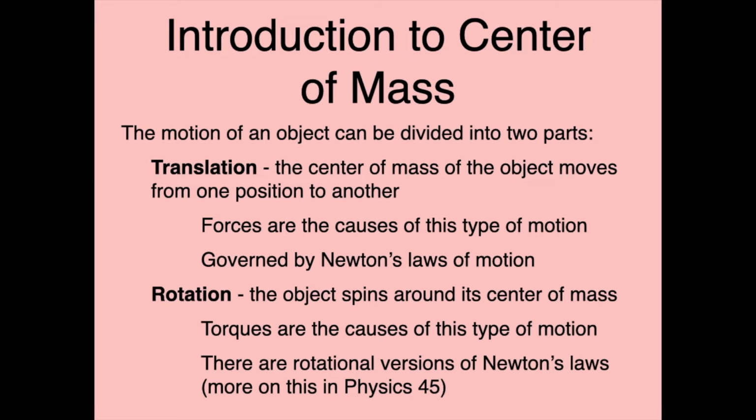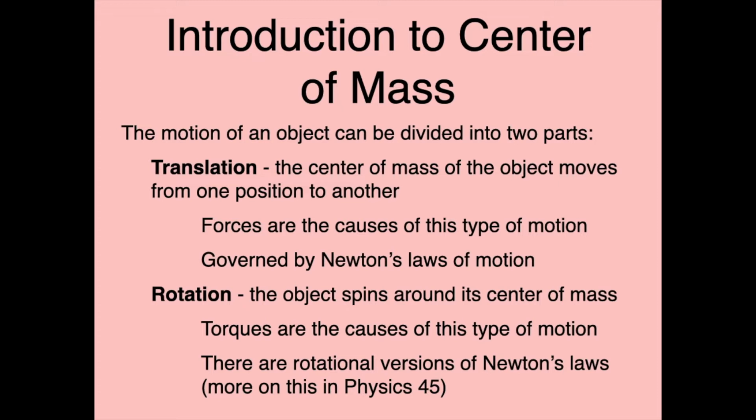So this is our introduction to center of mass. We can divide the motion of an object into two parts. We call these translation and rotation. Translation means the center of mass of the object, that point we saw in red on the previous slide, just moves from one position to another. Translation, an object moving from point A to point B, is caused by forces. If you exert a force on something, you can cause translational motion to start happening. And if we want to understand the details of that, we have Newton's laws of motion, for example, F equals ma.